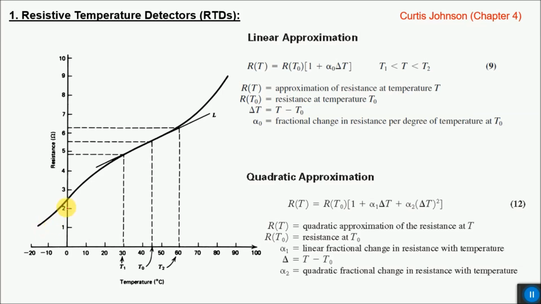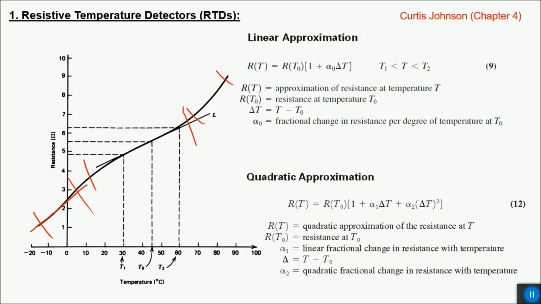And we can see that it is a fairly non-linear type of relationship. But if we observe carefully, resistance versus temperature in this region can be approximated to be linear, then in this range can be approximated to be linear, and in this range can be approximated to be linear, all with different slopes.